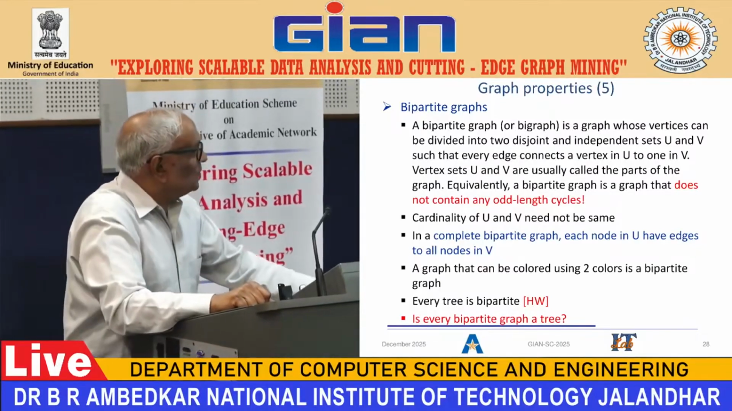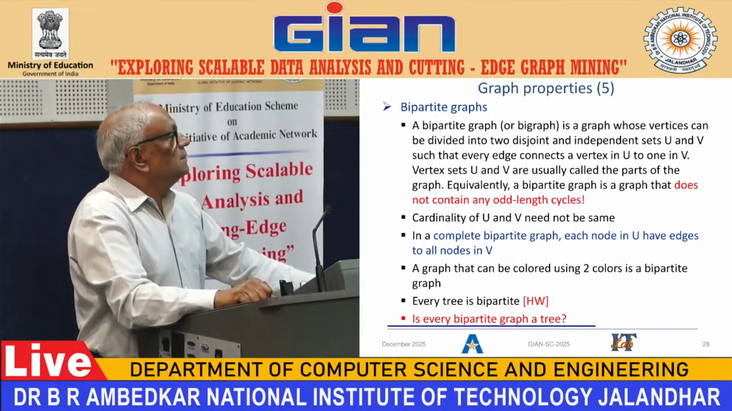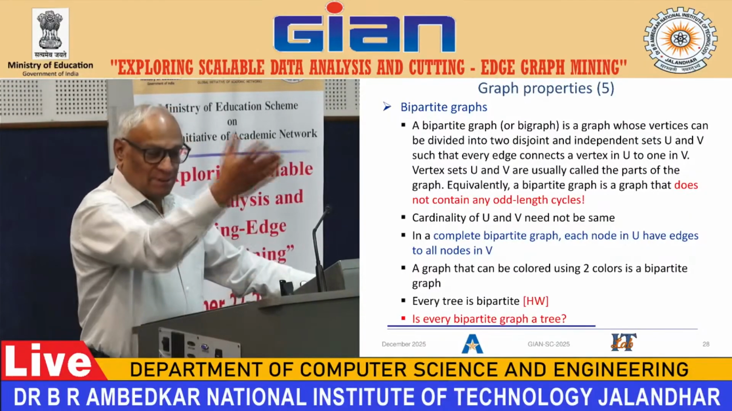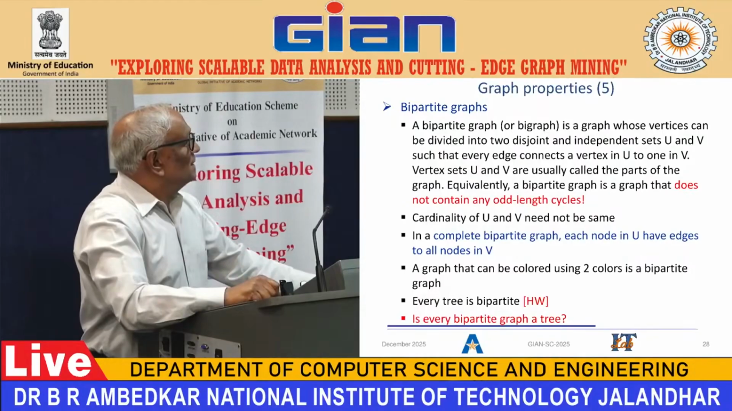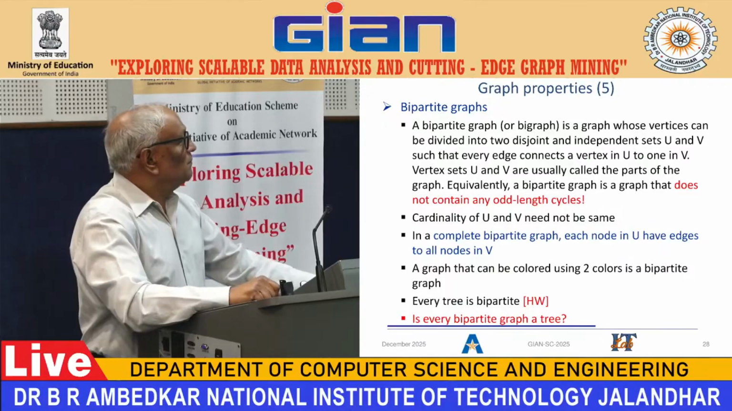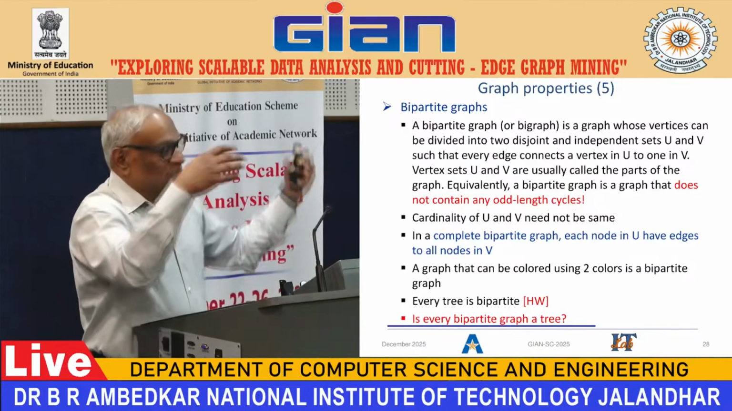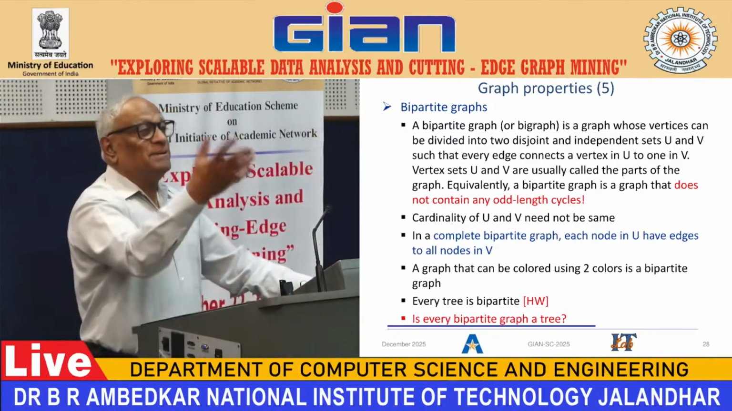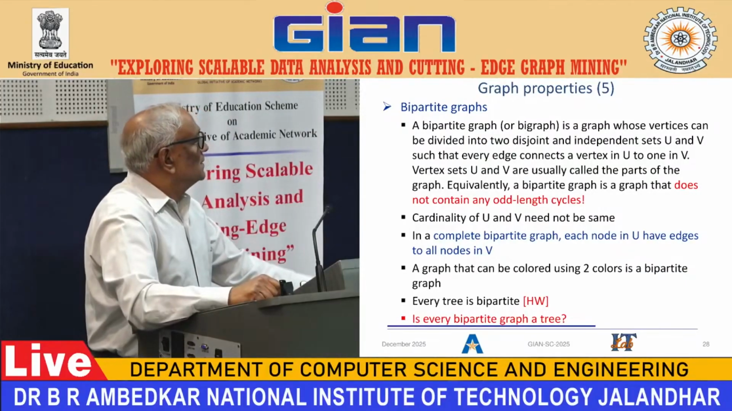So a bipartite graph is a graph whose vertices can be divided into two disjoint and independent sets U and V. In Tinder, it's male and female, or maybe more categories nowadays, such that every edge connects a vertex in U to one in V. Vertices in U and V are usually called the parts of the graph. Equivalently, a bipartite graph is a graph that does not contain any odd length cycle. So that's a theorem mathematicians love, and they have proved it. You don't have to worry about it.